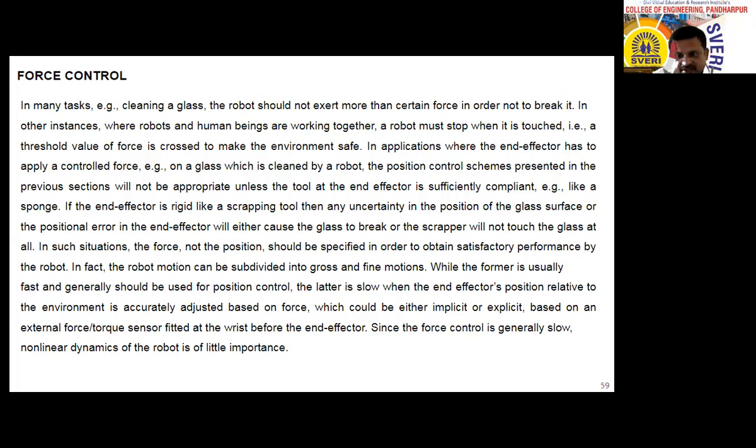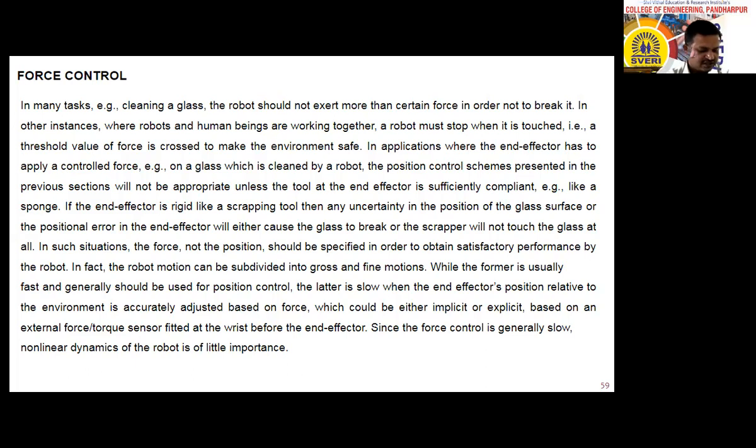In applications where the end effector has to apply a controlled force, for example, on a glass which is cleaned by a robot, the position control schemes presented in the previous sections will not be appropriate unless the tool at the end effector is sufficiently compliant, like a sponge. If the end effector is rigid like a scraping tool, then any uncertainty in the position of the glass surface or the positional error in the end effector will either cause the glass to break or the scraper will not touch the glass at all.